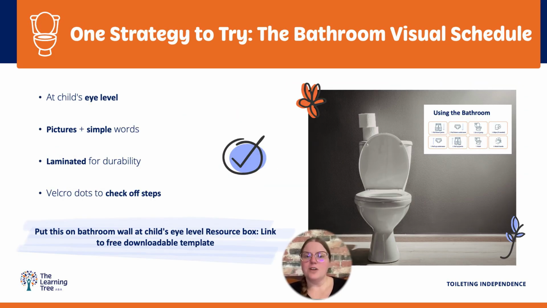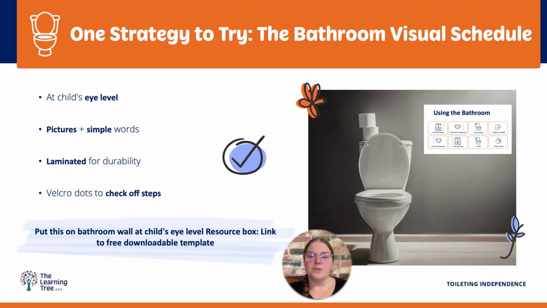One strategy to try is this bathroom visual schedule. So a printed, laminated copy of our bathroom routine, put it at the child's level so they can see. It has pictures and simple words that they can understand. We recommend laminating this for durability. And we can also use Velcro dots to check off the steps. We can put this in the bathroom at the child's level. And in our resource box, we'll have a link to a free downloadable template.